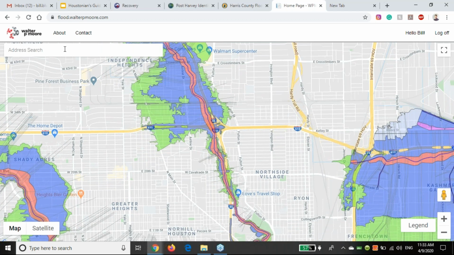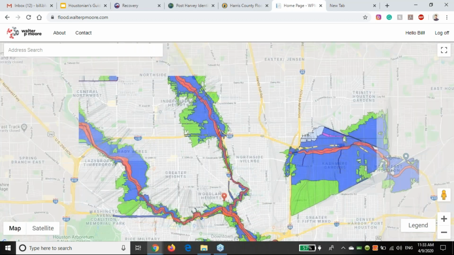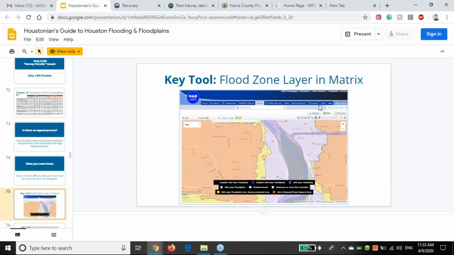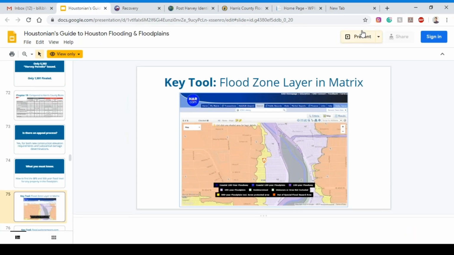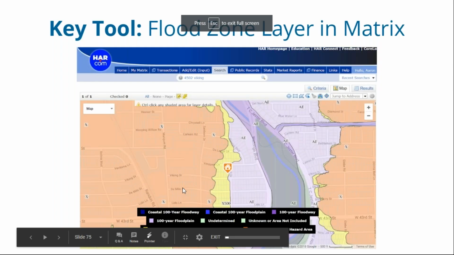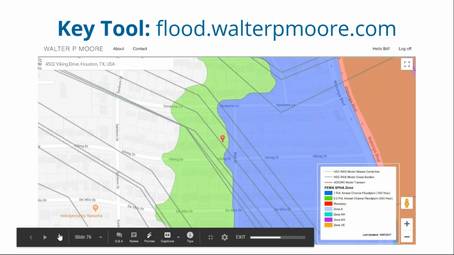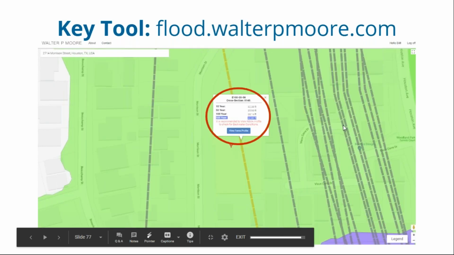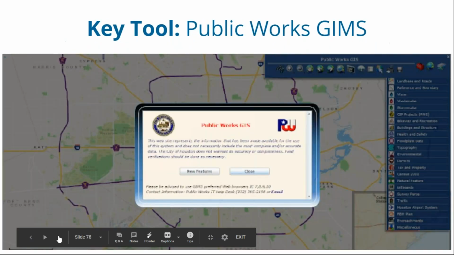But you can go to Walter P. Moore and you can put in any address and you can kind of figure out this information. It's a pretty good, fun way to go and look there. If there's no other addresses, we'll keep going here. So we'll send you this deal. Like I say, it's a free link for you to check this out, and it kind of tells you how to do it. It's telling you the difference between the 100 and the 500.